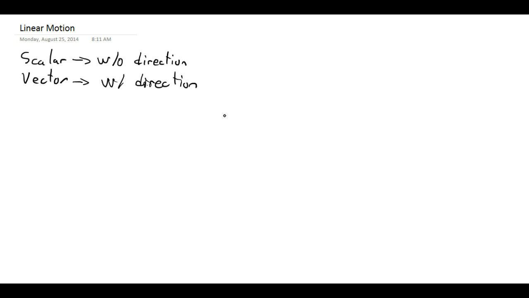So an example of a scalar quantity would be anything that doesn't have a direction associated with it, such as temperature, mass, density. Anything like that that doesn't have a direction associated with it.